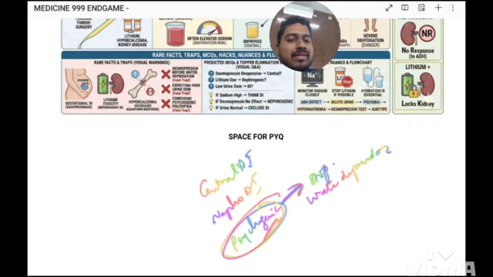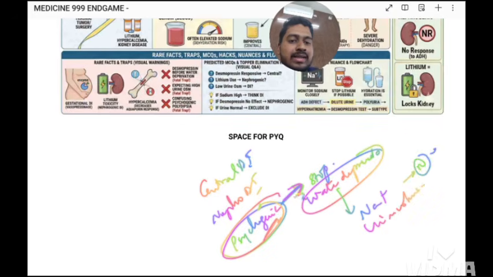If after the water deprivation test, you check the sodium levels and urine volume, and it is found to be normal, there is no change, then it is because of psychogenic. It means the patient is drinking more water, and that is the reason for polyuria.